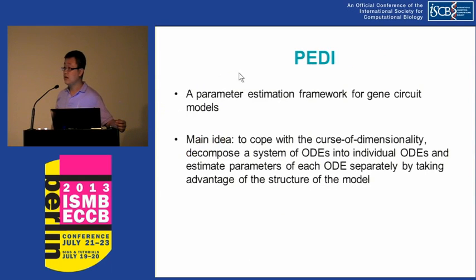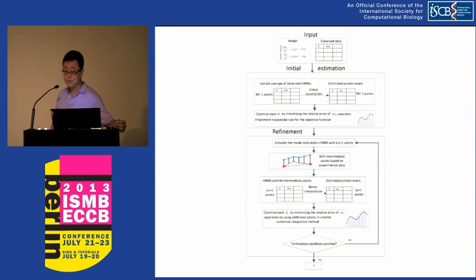So based on this idea, we propose this framework. We call it PEDI. It's a parameter estimation framework for gene circuit models. And this is the flowchart of PEDI. The inputs are the ODE models of any gene circuit, and the time series mRNA levels, which are discrete point mRNA levels for all the mRNAs in the system. So PEDI consists of two steps. The first step is the initial estimation of the parameters. And then there is a refinement step that refines the initial guess.